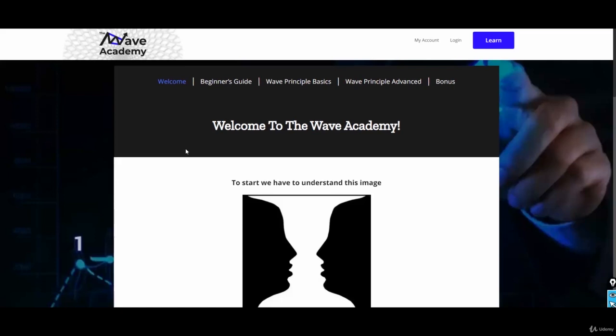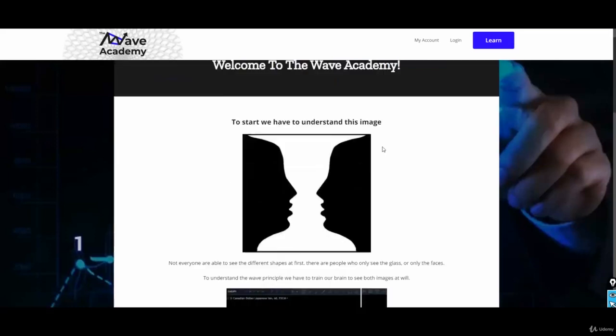But the first step is to go to the beginner's guide and start there with the basics, the foundations, before you move on to the advanced section. You can also find a bonus section with other content that is not related to the wave principle. To start, we have to understand this image.